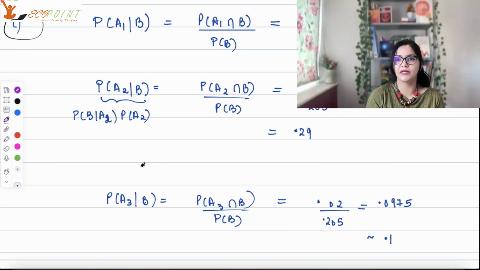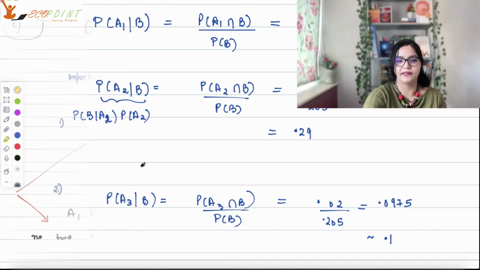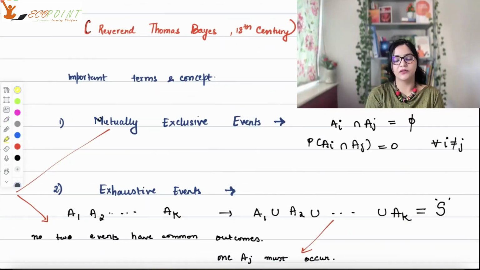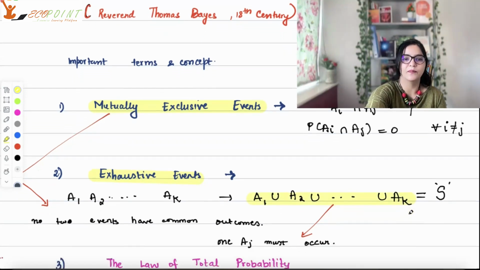Bayes' theorem is nothing but conditional probability under the scenario of total probability, because your sample space has been divided like that. So in Bayes' theorem, there are two or three important things that you should keep in mind. What are mutually exclusive events? The events that have nothing in common. What are exhaustive events? Exhaustive events are when you unite all the events, you get the entire sample space. Those are mutually exclusive and exhaustive events.